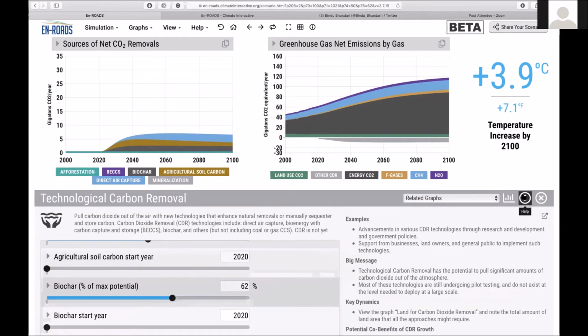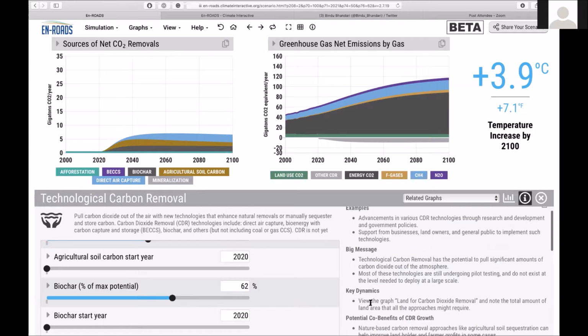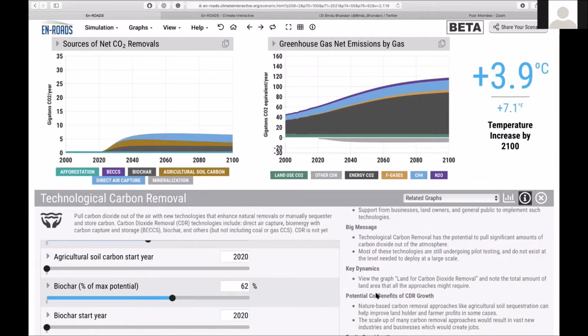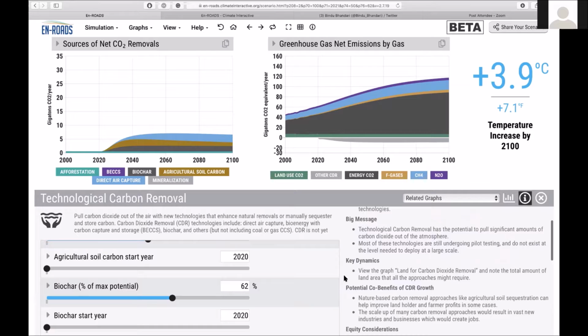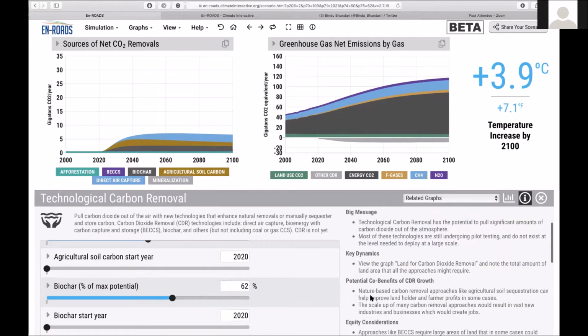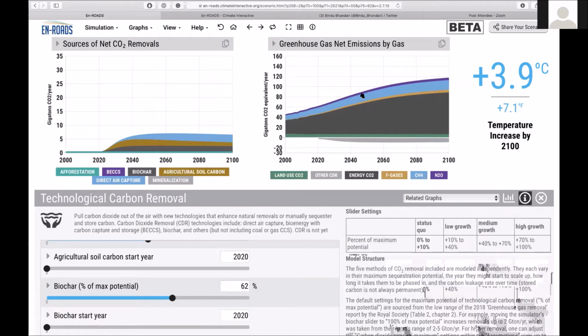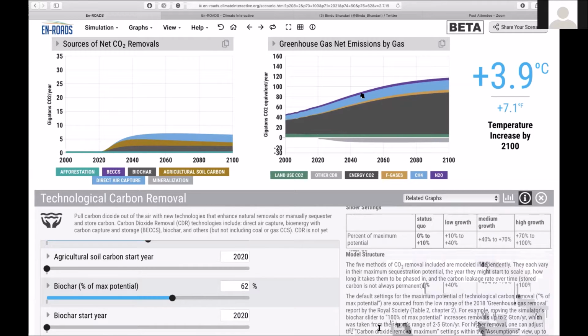And in the simulator itself, you can see some of the pointers. If you click this I button over here, you can see some of the examples of what exactly this slider entails, what the big masses are, what the key dynamics are, what the potential benefits are, but also the equity considerations, and more details about slider settings. So this interface in itself is as descriptive as it can be made.